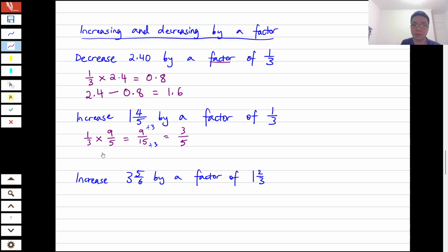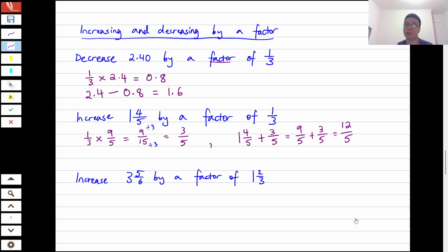So now what we want to do is take this number 3/5 and add it back to 1 4/5. So 1 4/5 plus 3/5. There's a number of ways to do this calculation. I'll do it the long way, just to keep it simple. I'll convert 1 4/5 to an improper fraction, 9 on 5.